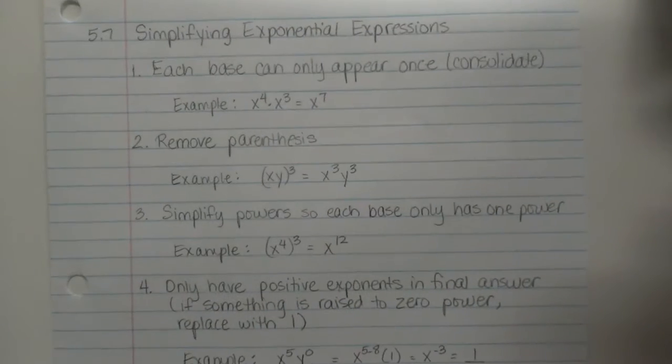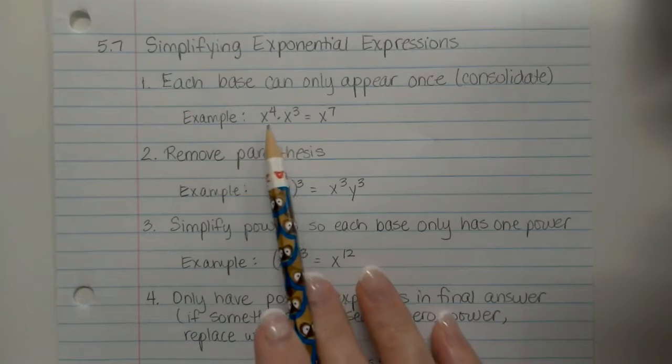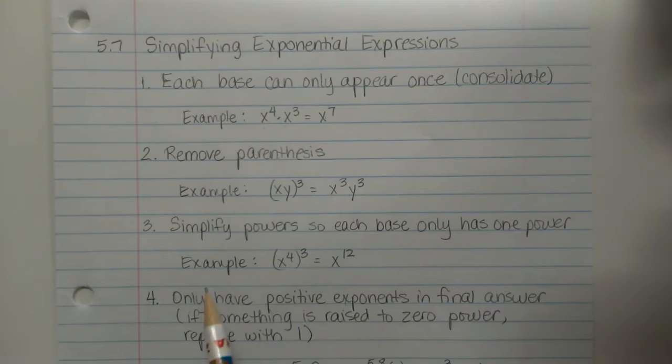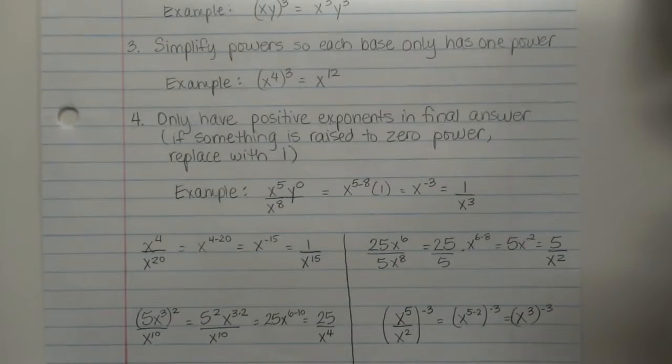All right, let's talk about how to simplify exponential expressions. Once again, you want to make sure that if they're being multiplied, you add the exponents. If they're being multiplied within the exponent, each part is subject to the exponent. And then you want to simplify each power. In the end, you can only have positive exponents in your final answer, okay?